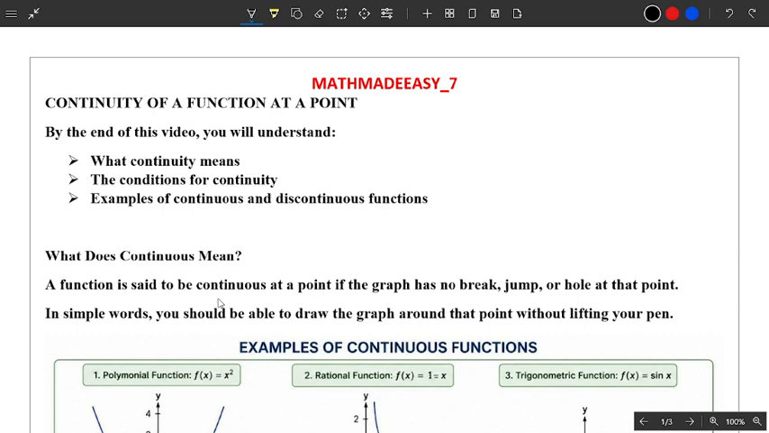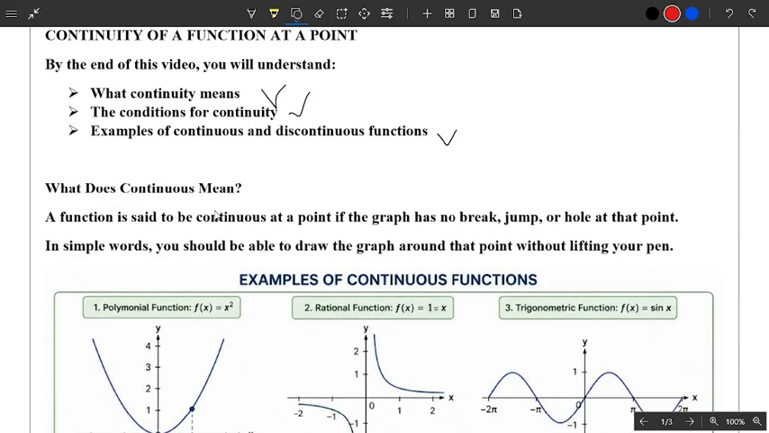By the end of this lesson, you will understand: one, what continuity means; two, the conditions for continuity; then three, we look at examples of continuous and discontinuous functions. So let's dive into the first section of this video.